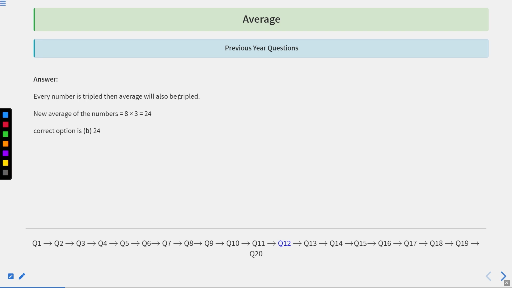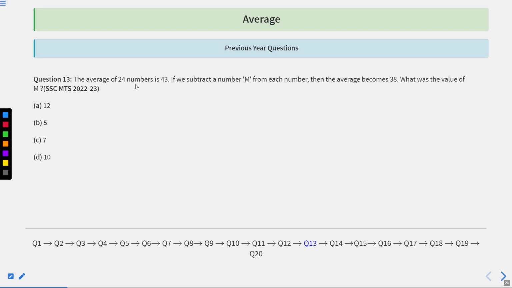So now try to recall the concept that we have studied. According to that, when we multiply each observation by some number a, then the average is also multiplied by that number a. So every number is tripled, then the average will also be tripled. So the new average is going to be 8 times 3, that is 24. So the correct option here will be option number B, that is 24.